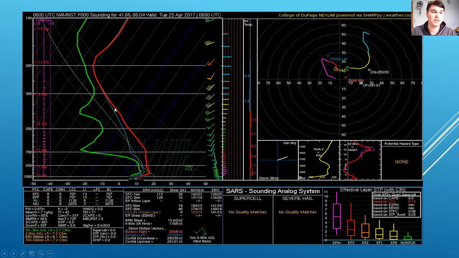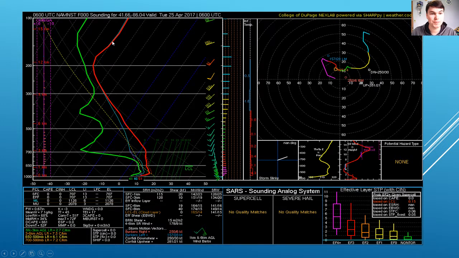So this red line right here just kind of goes everywhere. That's your temperature, and this green line is your dew point. Now these lines go up. This is 1,000, and these numbers are in millibars. So 1,000 millibars, 850, 700, 500, 300, 200, 100.